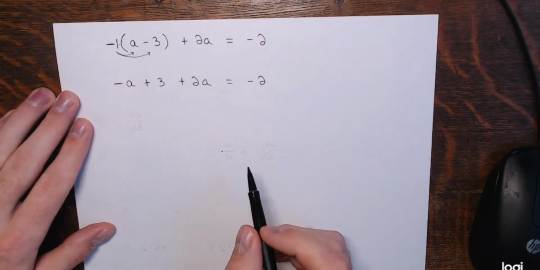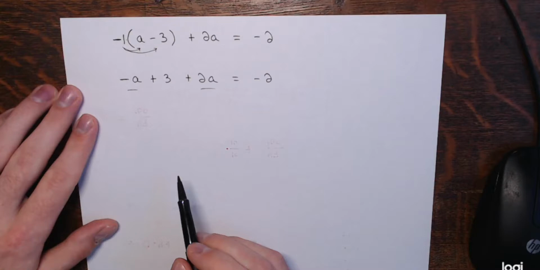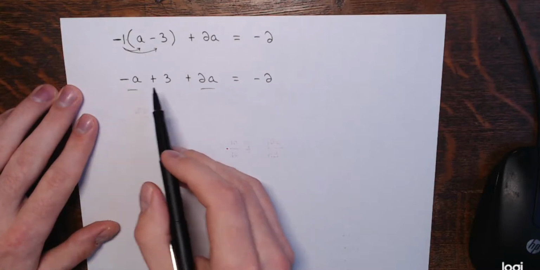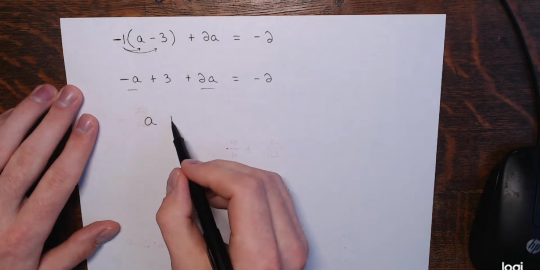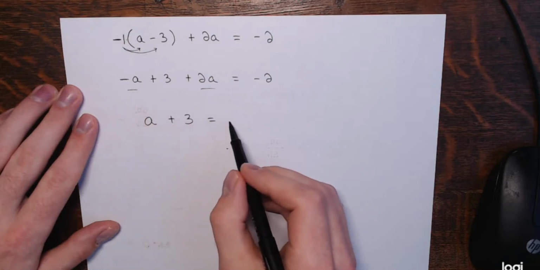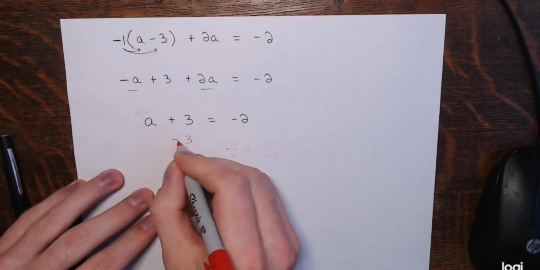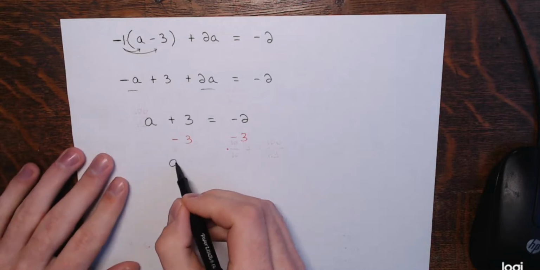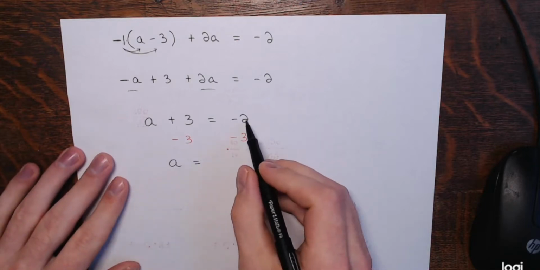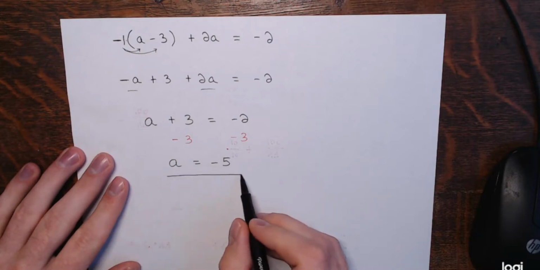Then combining the like terms, the terms that have a with it, negative 1a plus 2a would be positive 1a. And then you still have the plus 3 term equals negative 2, and then I'd be subtracting 3 from both sides to get the a alone. So you have a alone on the left side equals, and then negative 2 minus 3 would be negative 5. And there you go.